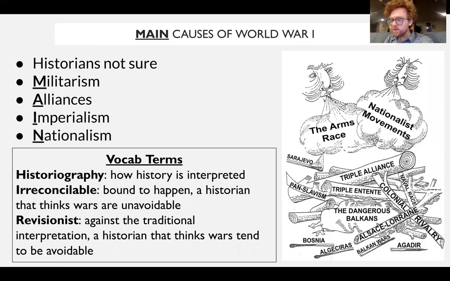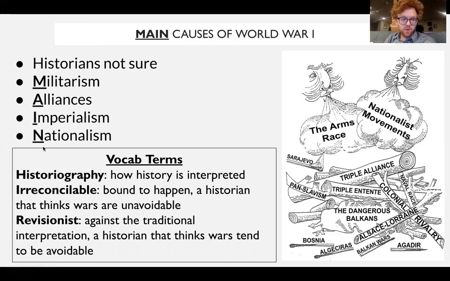But really, when we think about what caused World War I, historians don't really agree on what generally does. There tends to be 2 different camps. There's the irreconcilables, those who believe that the war was bound to happen. I'm taking the irreconcilable stance in my presentation. And then there's the revisionists, people who think that this war could have been prevented or that it was an overreaction. And in many ways, it kind of was an overreaction. One little Archduke. I was trying to quote the Joker there, but never mind.